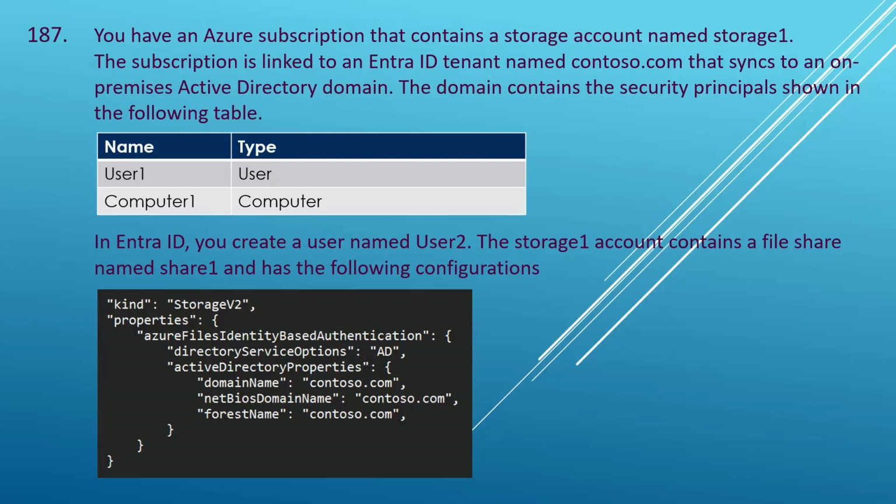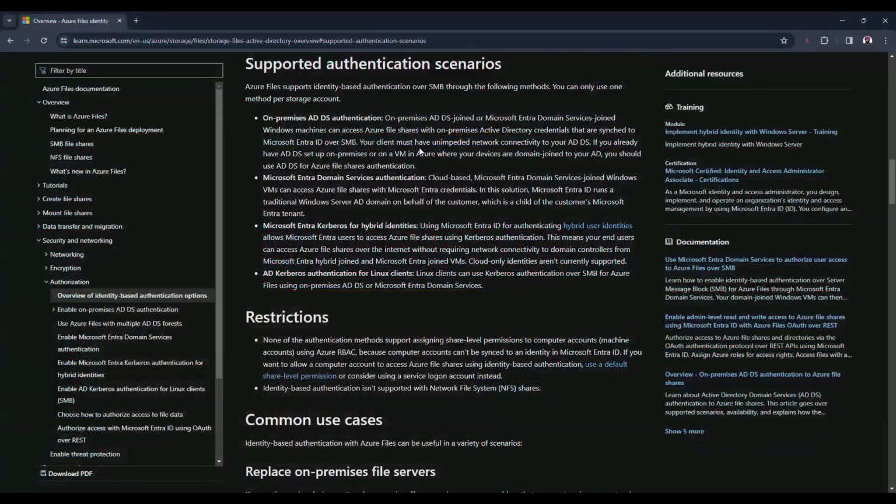All are contoso.com. Folks, let's first look at Azure Files identity-based authentication so we have a better idea while answering the upcoming questions. Azure Files supports identity-based authentication over SMB through the following methods. You can only use one method per storage account. The first one is on-premises ADDS authentication, which is what is being used in our question. On-premise ADDS joined or Microsoft Entra Domain Services joined Windows machines can access Azure file shares with on-premise Active Directory credentials that are synced to Microsoft Entra ID over SMB.